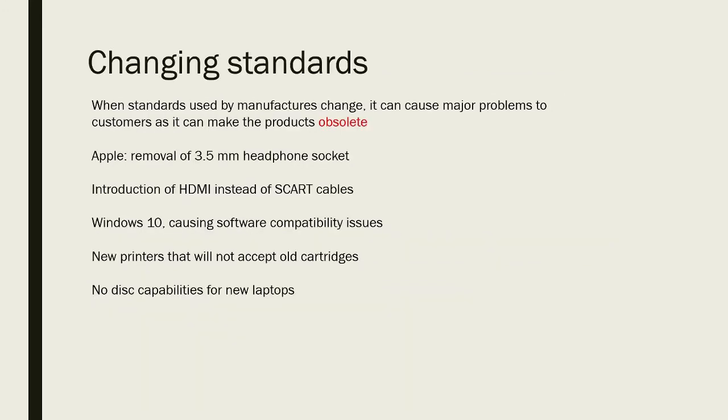So, changing standards. When standards used by manufacturers change, it can cause major problems to customers, and that's where you make something like a product become obsolete. Now, when something becomes obsolete, it basically means I can't use it anymore.